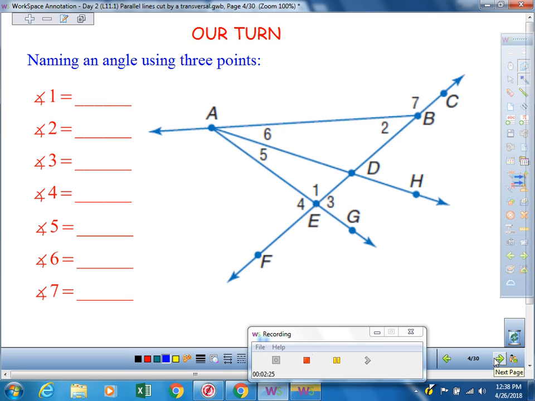I want you to pick 3 numbers. So say you pick number 3, this one. What 3 letters make up that angle, this angle right here? I want you to just pick 3 numbers and name them on your paper. On the back? Yeah, you can do it on the back. Just put the number. So maybe you're going to pick angle number 5, and then you're going to name that one.